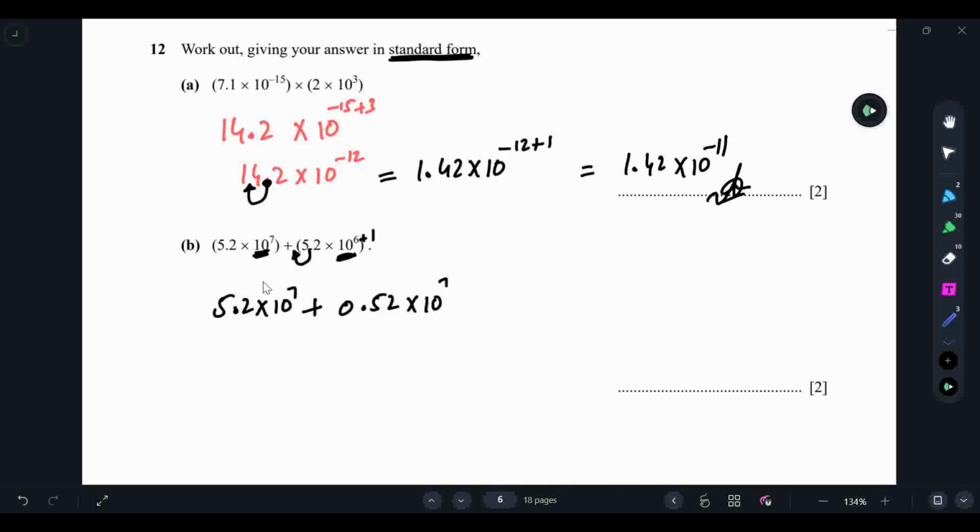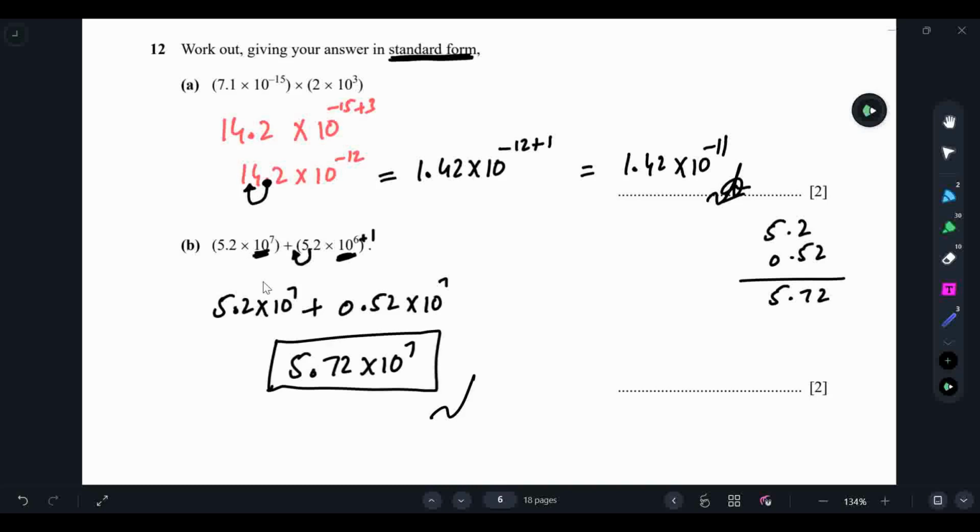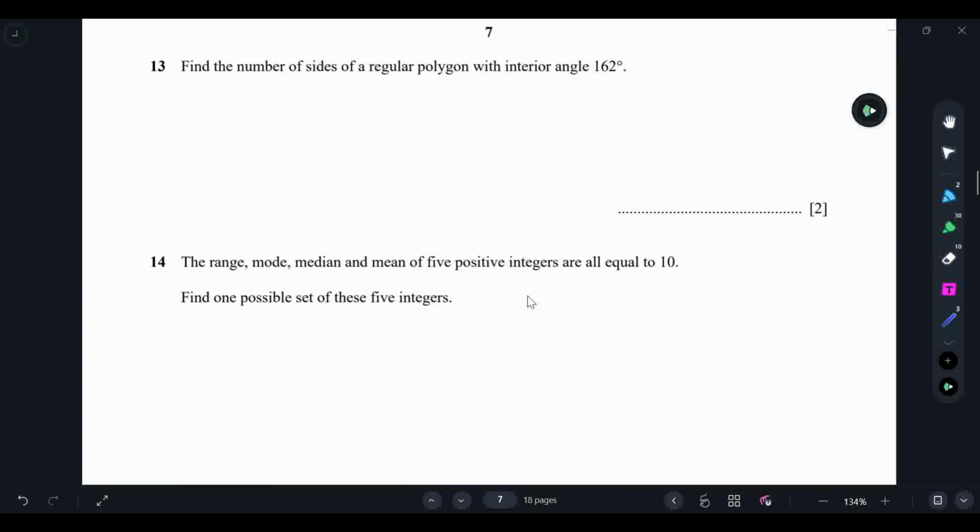If we add 5.2 plus 0.52, this will be equal to 5.72. So 5.72 multiplied by 10 raised to power 7. Is it a standard form? Yes, it is a standard form. Let's move to question number 11.